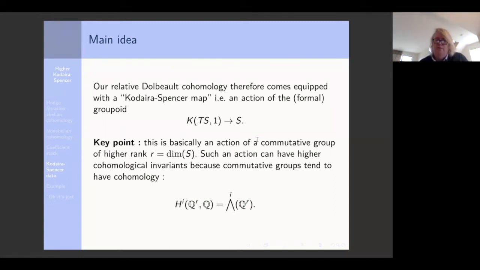And the key point of what we're going to do here is that this is the action of a commutative group of higher rank, because I said dimension of S equals 2. So if you have a commutative group of higher rank, then an action of that group on something tends to have non-trivial cohomological invariants, just because a commutative group has cohomology, right? A free group has no higher cohomology, but a free abelian group has cohomology, and indeed H^i of Z^r is the ith exterior power of Q^r. Okay, that's just in the usual topology.